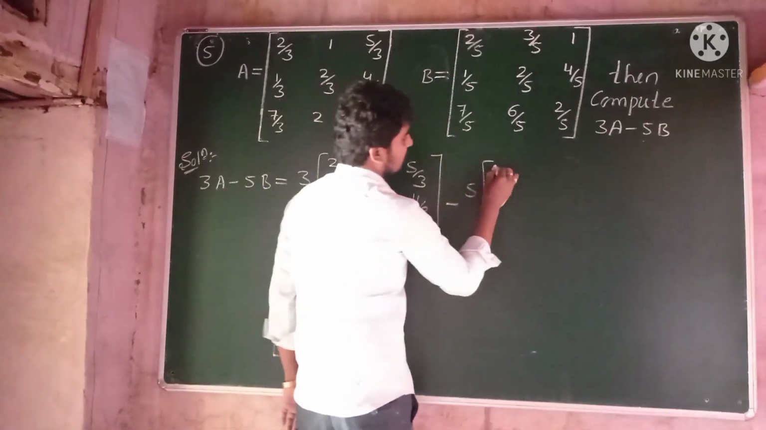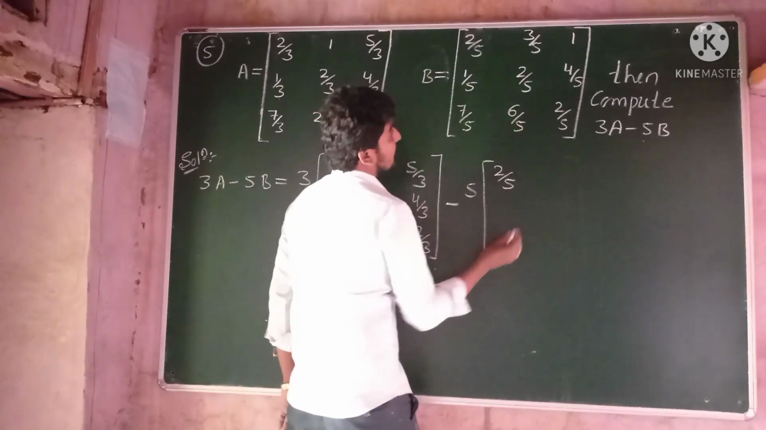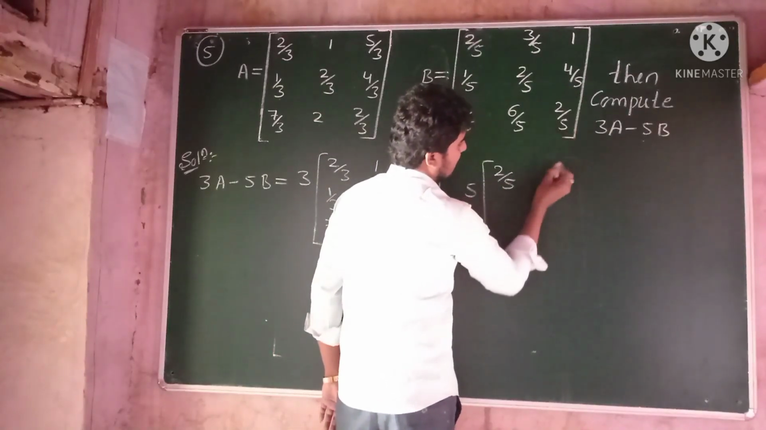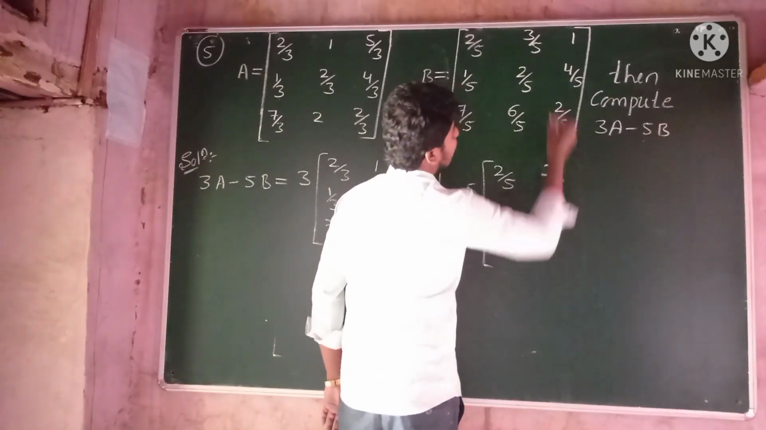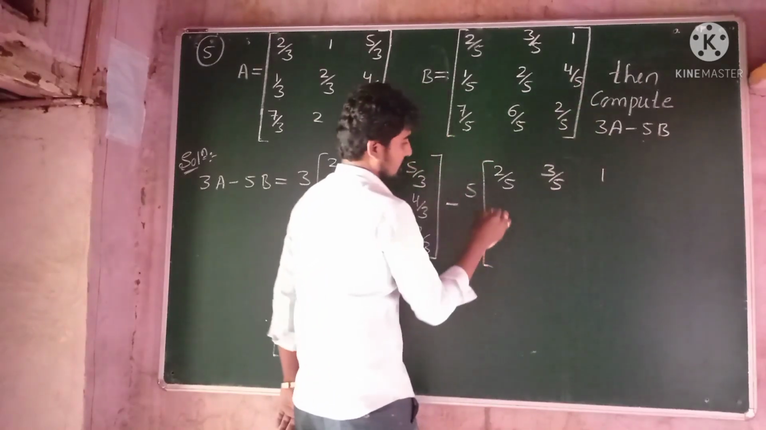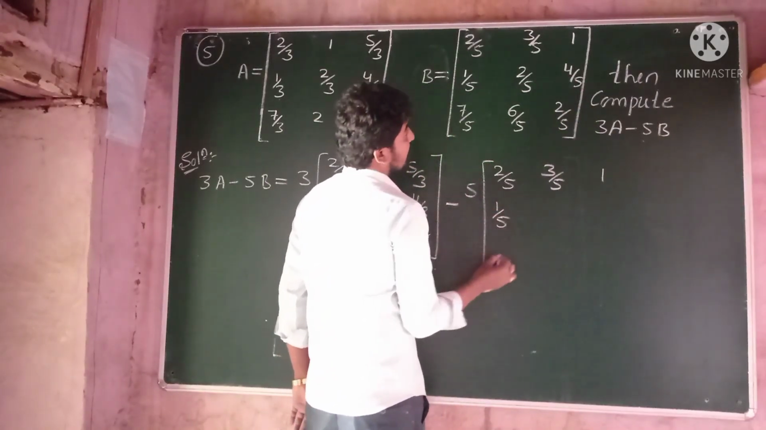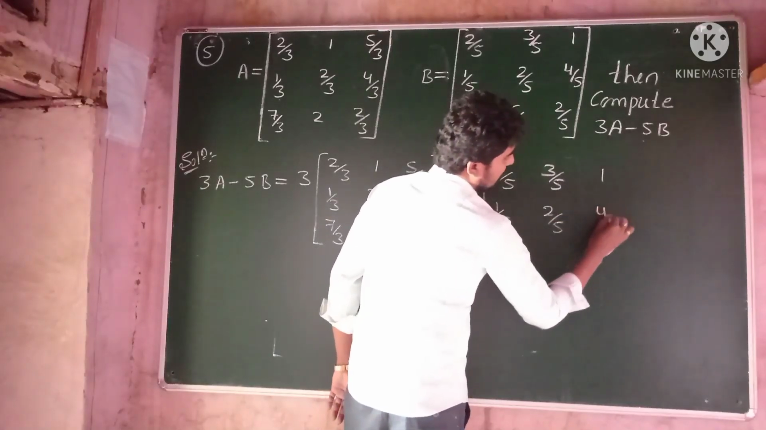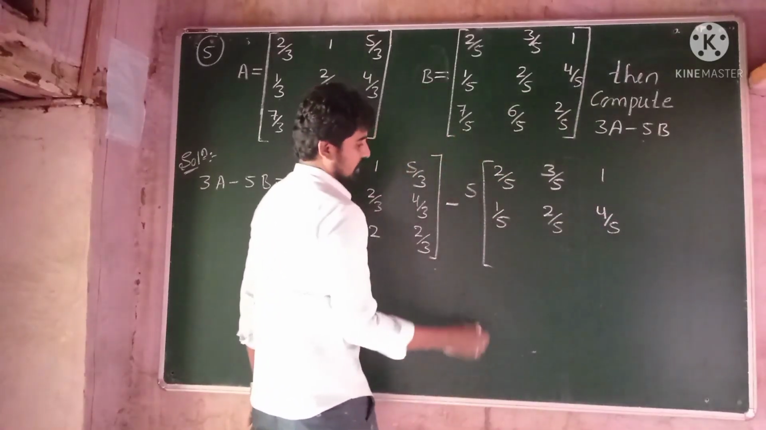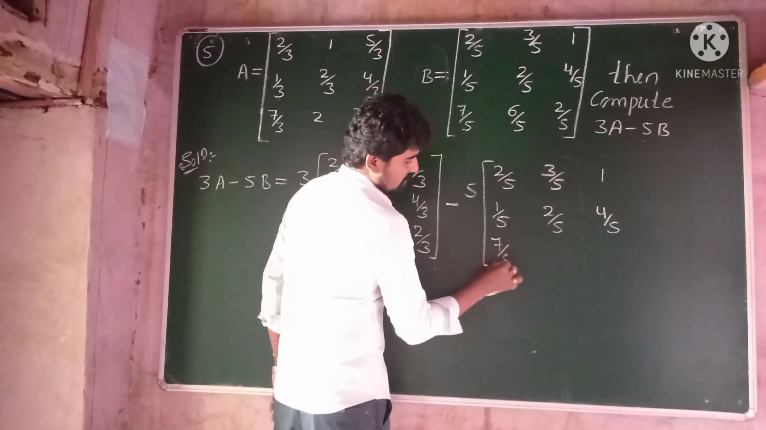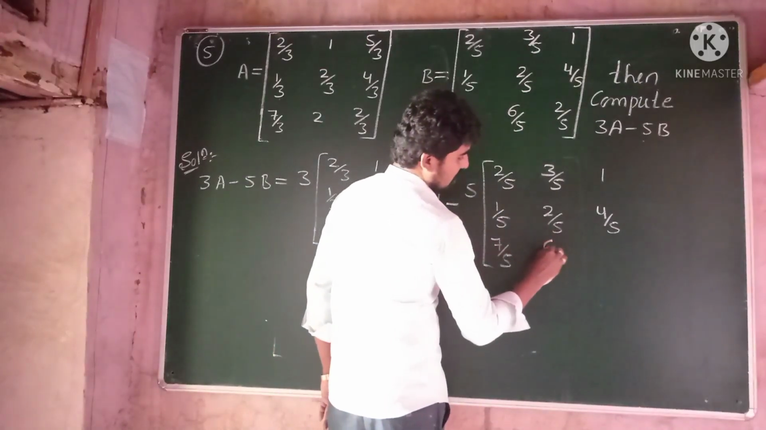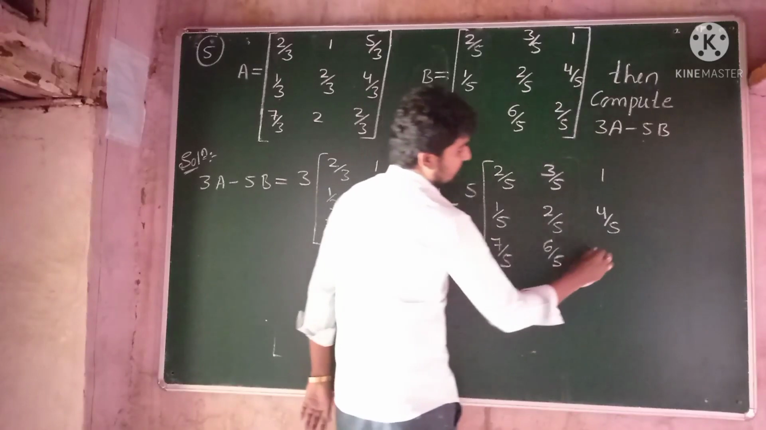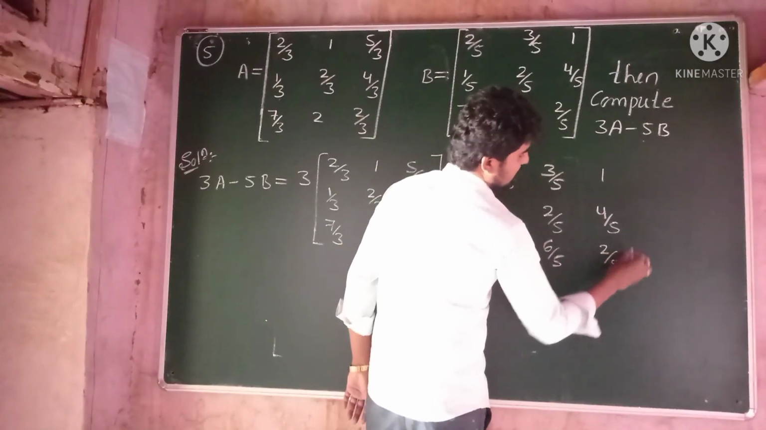So B matrix is given by 2 by 5, 3 by 5, 1, 1 by 5, 2 by 5, 4 by 5, and then 7 by 5, 6 by 5, 2 by 5.